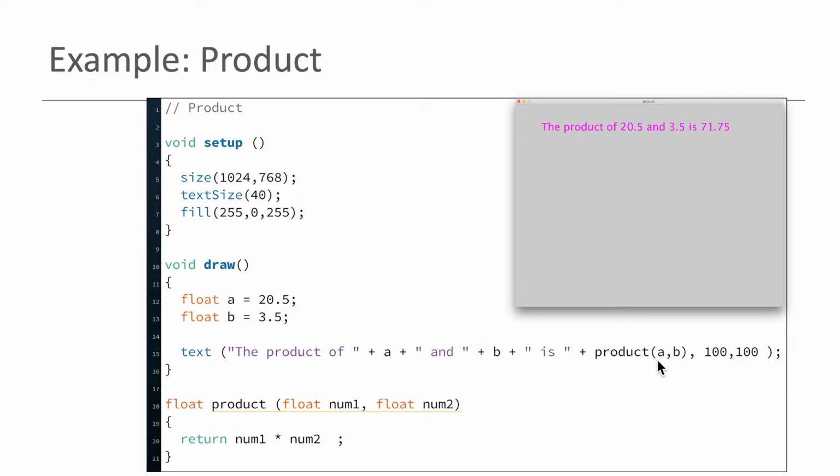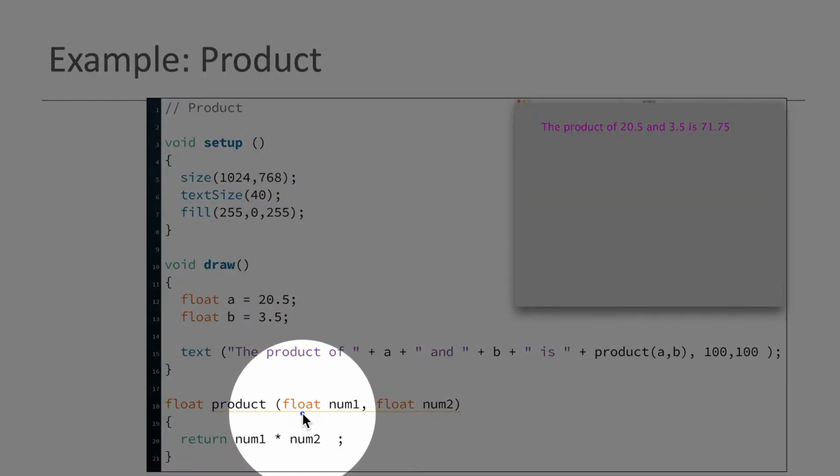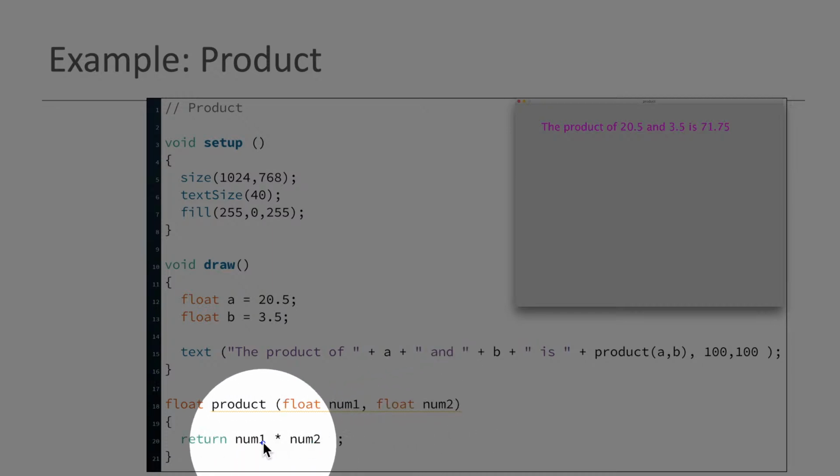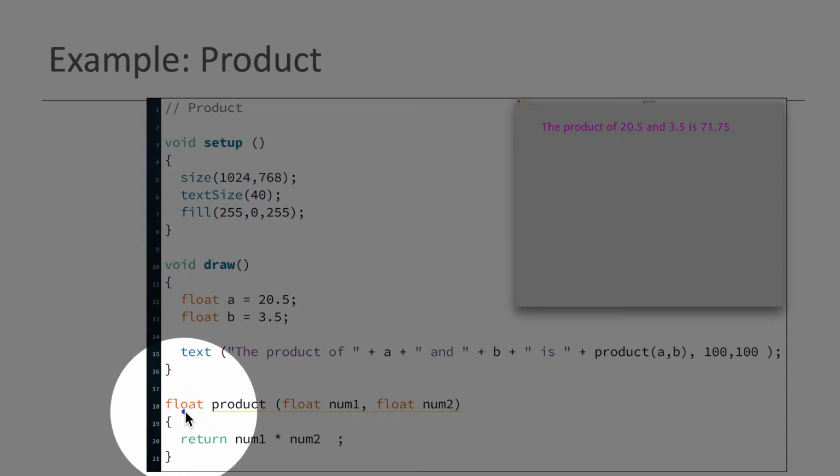Okay. So because we want to work with floats, we've got a float num1 and we have a float num2. And then inside, we are returning num1 multiplied by num2. That's what product means. When we multiply those two numbers, we're giving back a float number. So that's why this is not void. We're saying give back a decimal number.